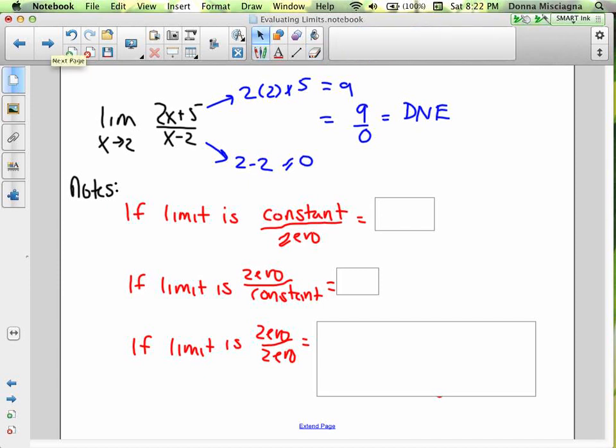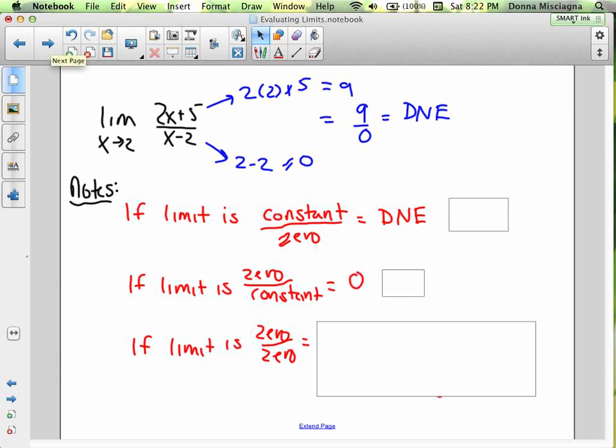So let's take a look at 3 scenarios here. If the limit is a constant over 0, then it does not exist. Make sure this is in your notes. It says notes. I think I left a blank space for you. If the limit is 0 over a constant, this time it's not does not exist. It's just 0. If the limit is 0 over 0, or remember, we're not writing 0 over 0, we're just writing, this way and this way.